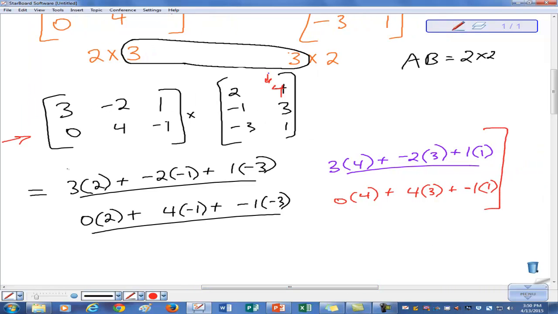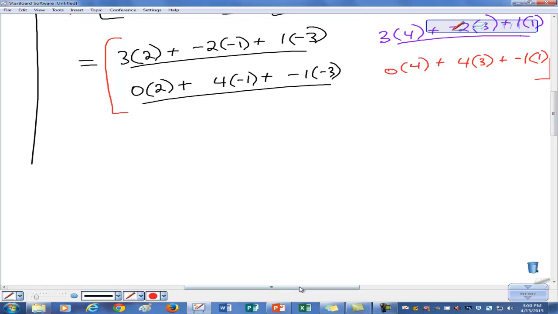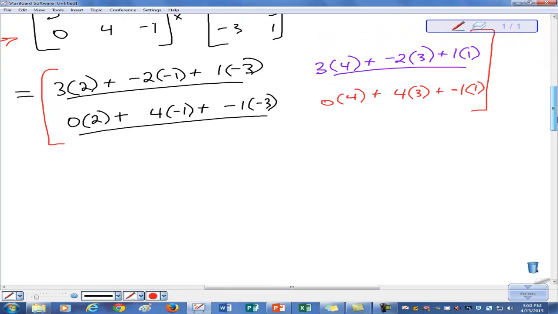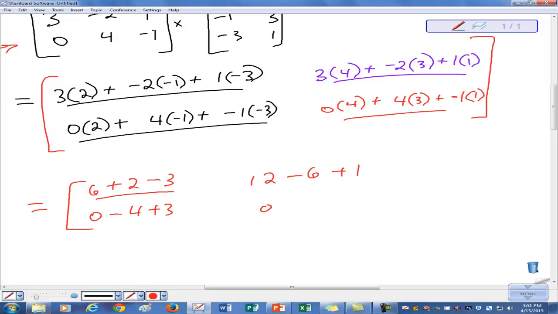Alright, so now from here we're going to go ahead and multiply and add or subtract. This first number is going to be 3 times 2, that'll be 6, plus 2 minus 3. So we're still working on this. Next one, this will be 3 times 4 is 12, and that'll be minus 6 plus 1. And then here this will be 0 minus 4 plus 3. And then the last one here, this will be 0 plus 12 minus 1.